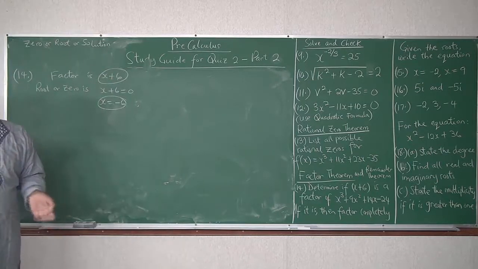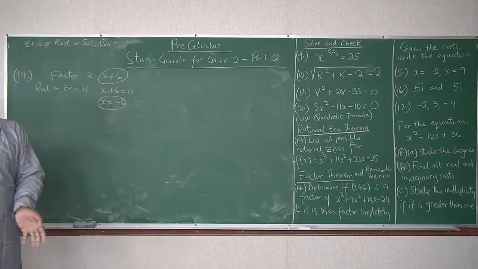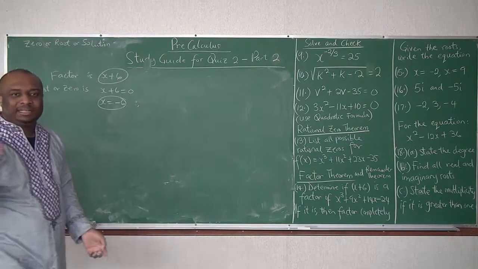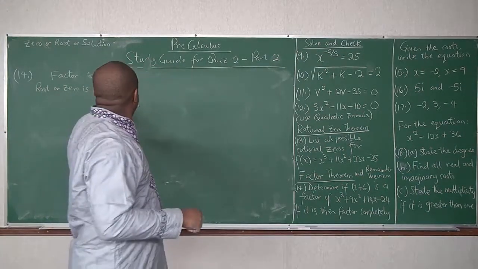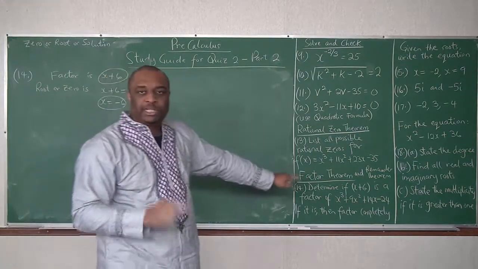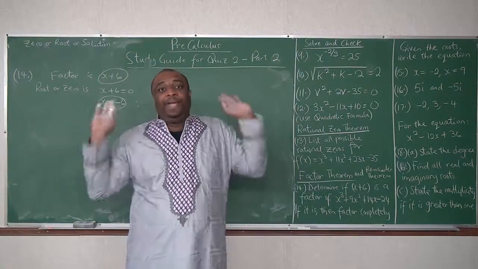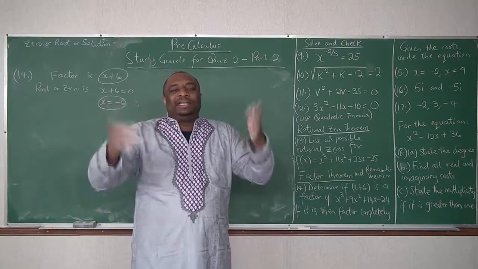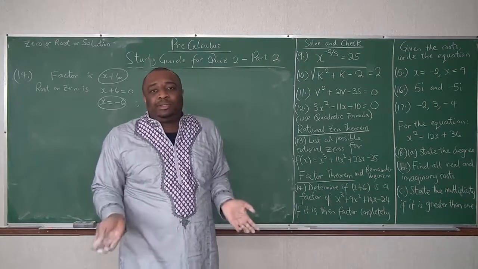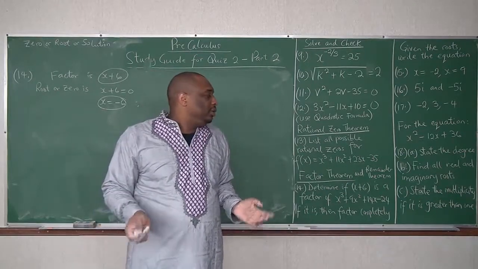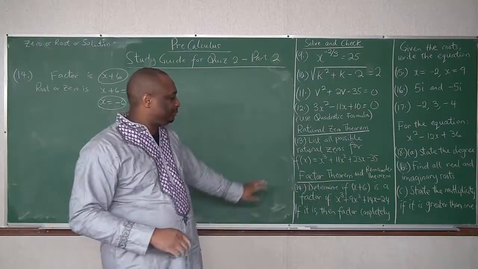The factor is x plus 6. But the 0 is x equal to negative 6. Now, what is the remainder theorem saying? The remainder theorem is saying that if you substitute the 0 in the function, it gives you the remainder, period. That is a great way of finding a remainder without having to divide. But let's go back to this question, so we just focus on this question.